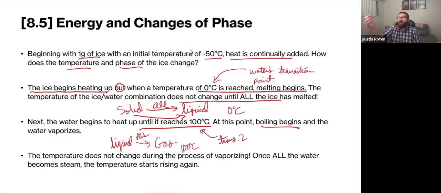So the steam can be 300 degrees Celsius. It doesn't have to stay at 100 degrees. It's just you can't have this transition at a different temperature. This whole transition has to happen at 100 degrees Celsius. Temperature does not change during the vaporization. And again, the temperature increases only after all the water becomes steam.